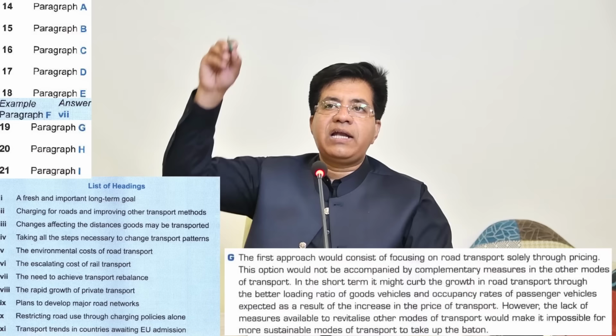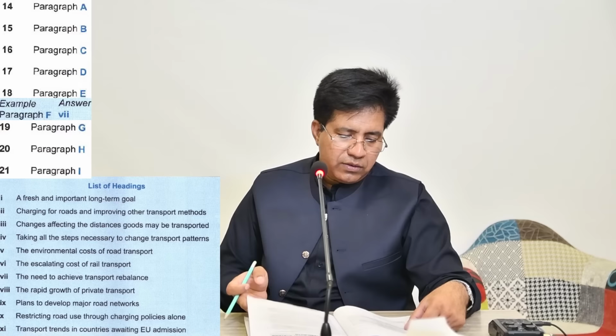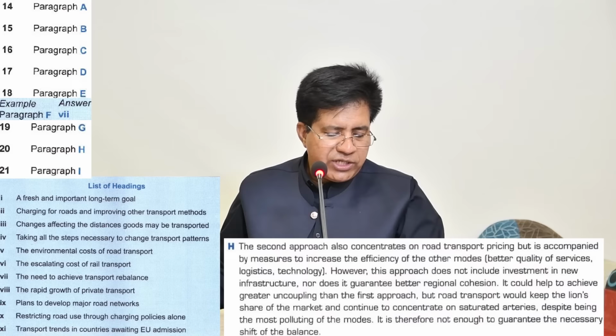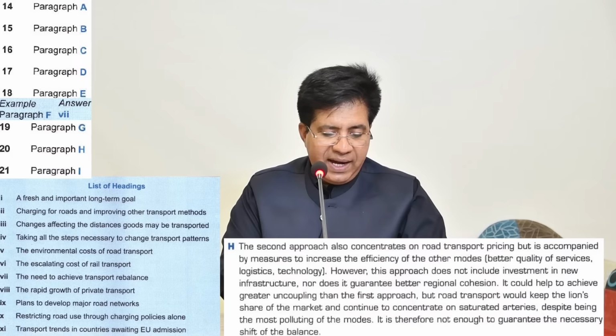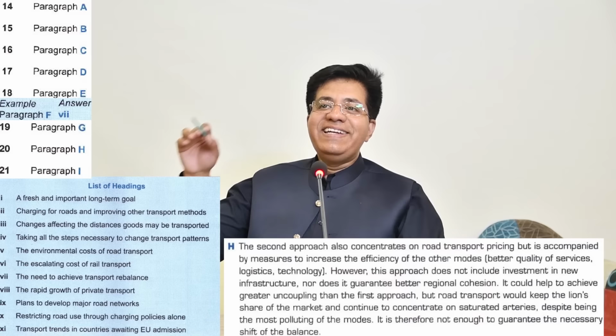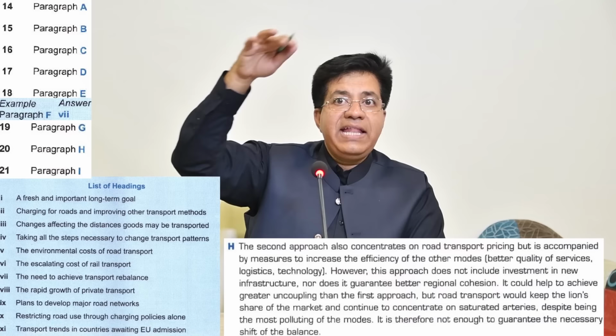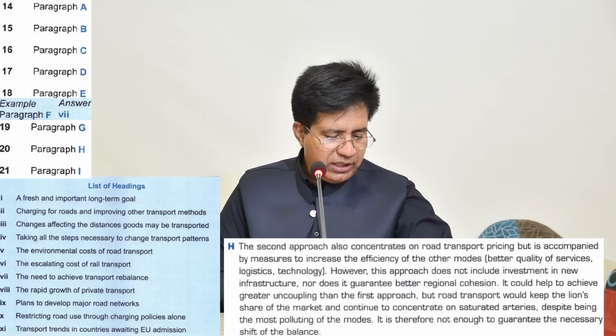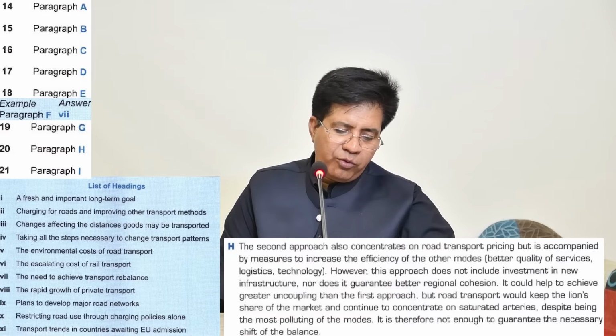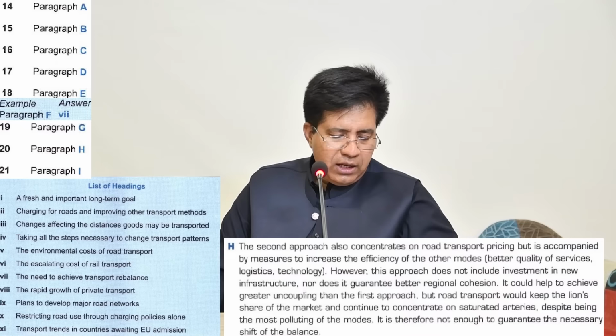Okay, let's go on. Please come to paragraph H. The second approach also concentrates on road transport pricing, but is accompanied by measures to increase the efficiency of other modes. Now we are here. Road pricing and other modes. So that heading will go here. All clear? Whenever there is 'and' and then a complete other phrase, you have to check both. So for paragraph H, the correct answer is heading number 2, charging for roads and improving other transport methods. What have they used for other transport methods? Other modes. Yes, that's right.